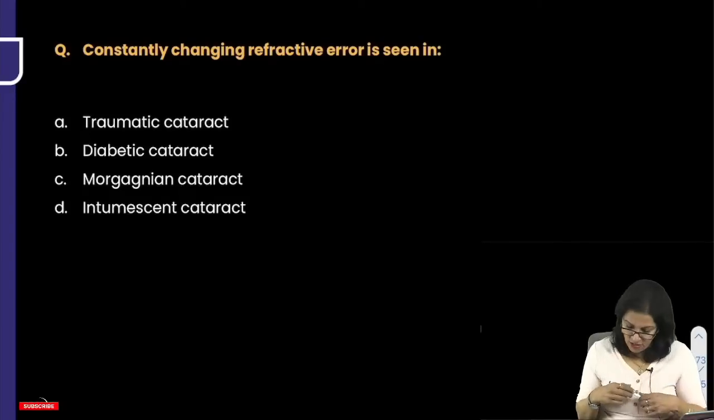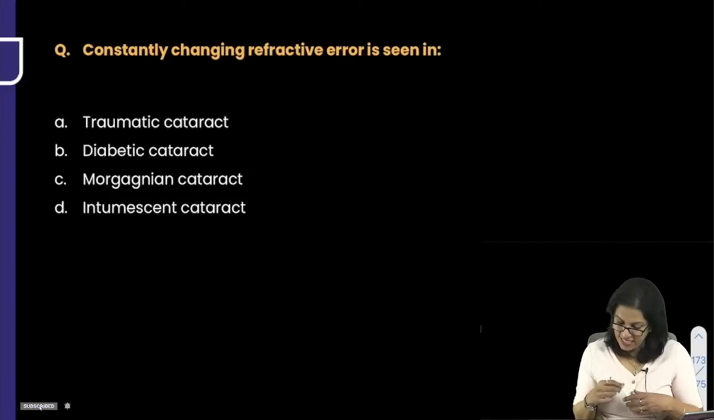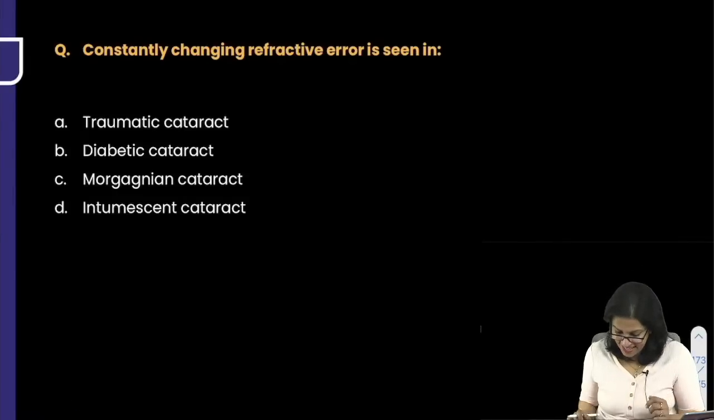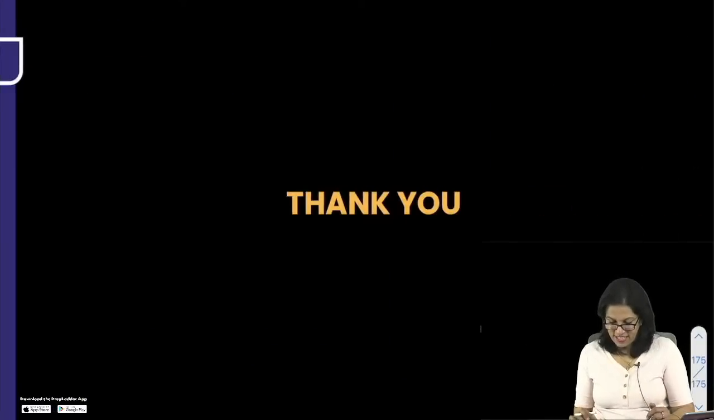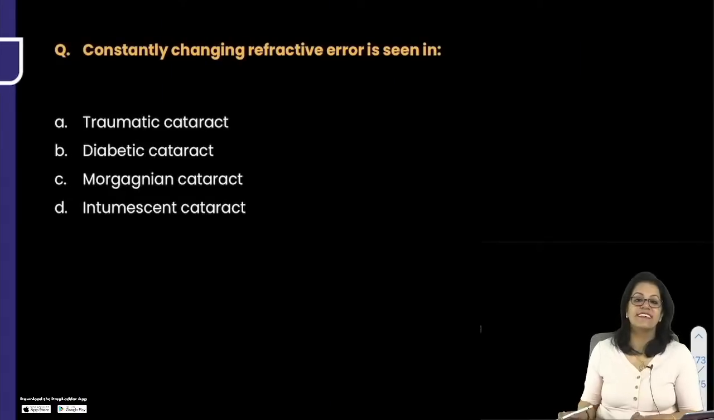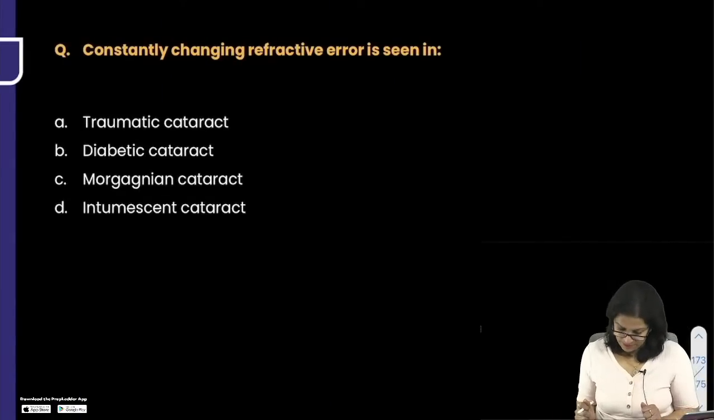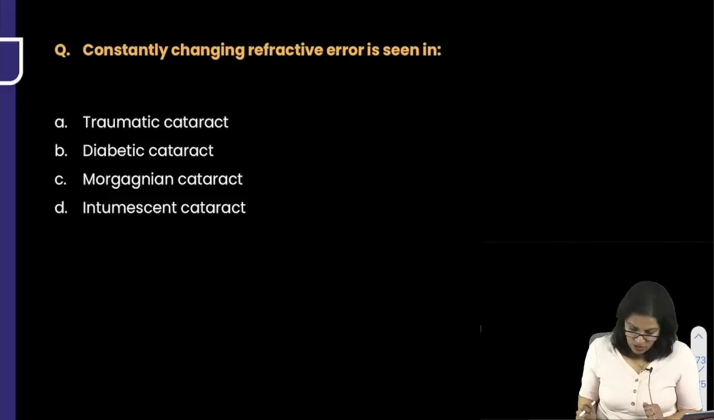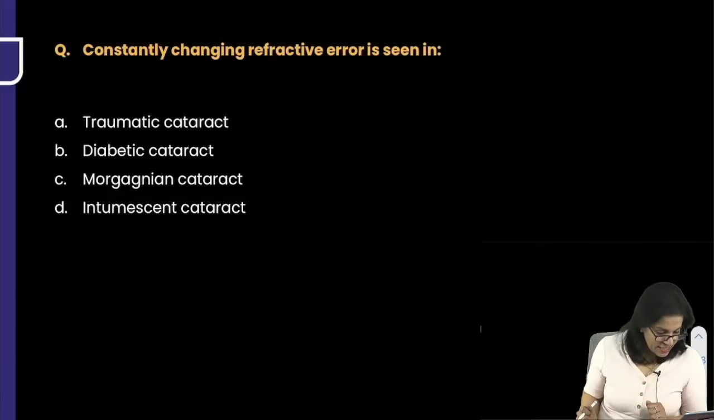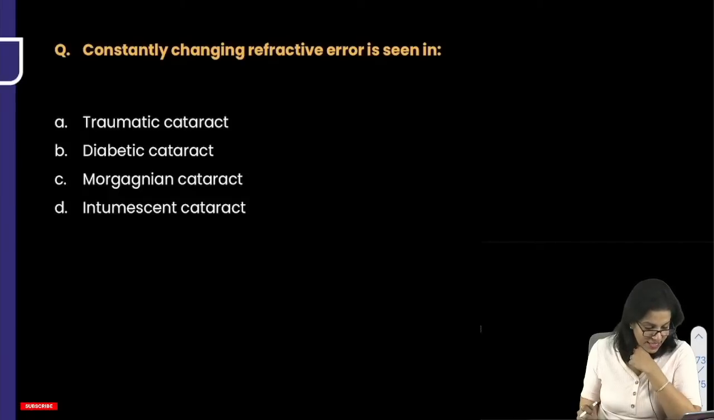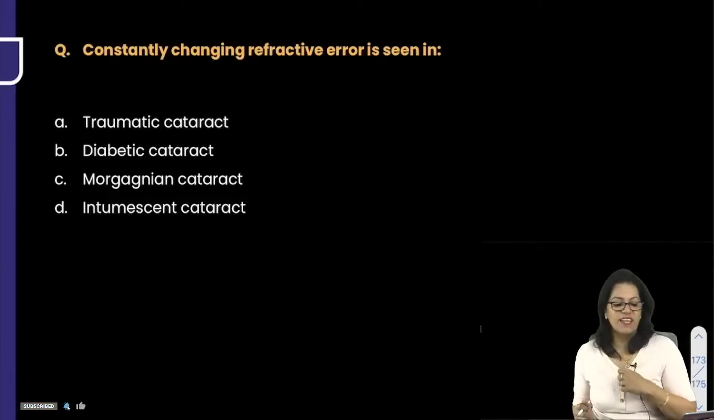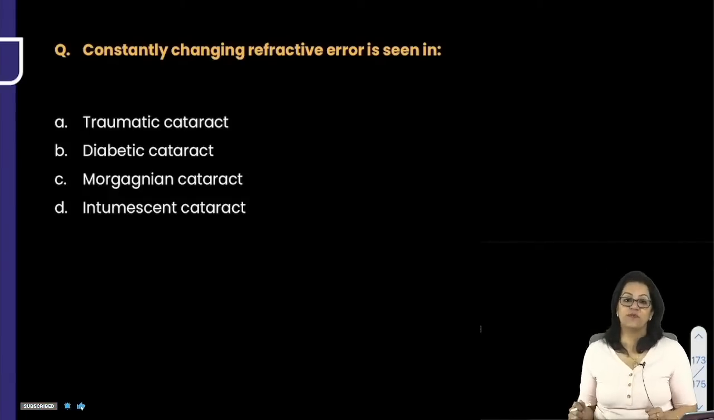What is the answer of this question? Constantly changing refractive error is seen in. Think and tell me, please. Yeah, this is the last one. Okay, some of you are saying, Rakesh is saying B, Morris is B, and some people are saying intumescent. So the answer is intumescent. Let's see why not B.